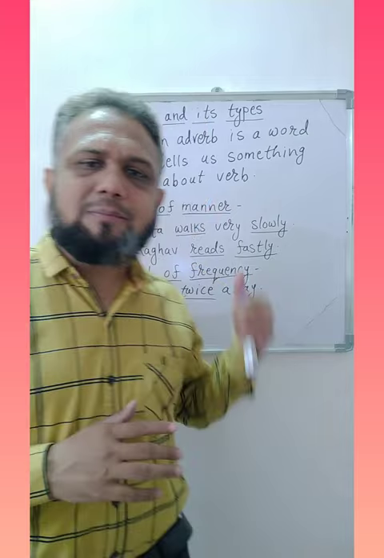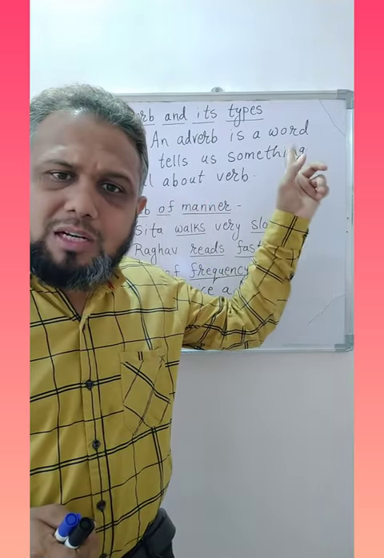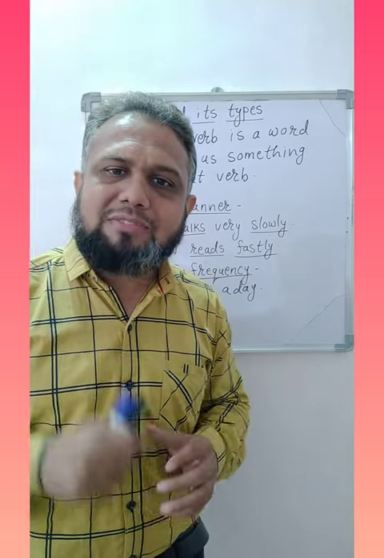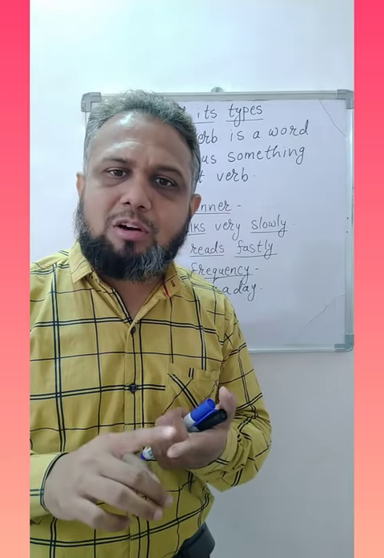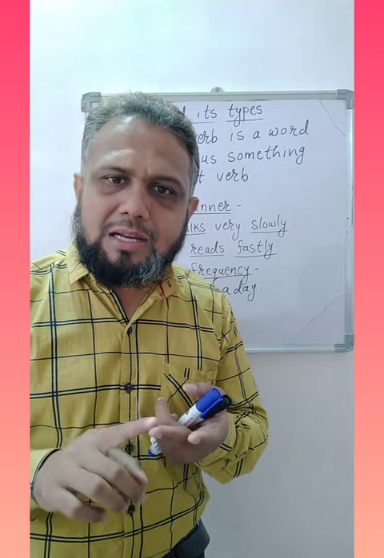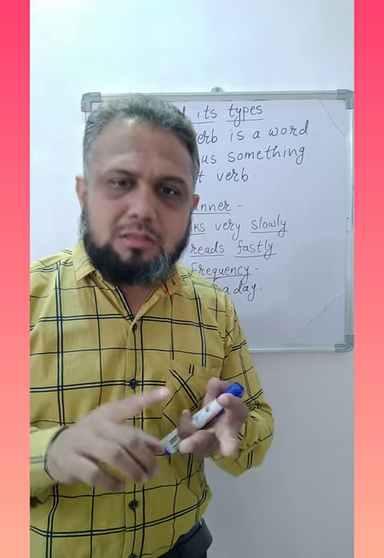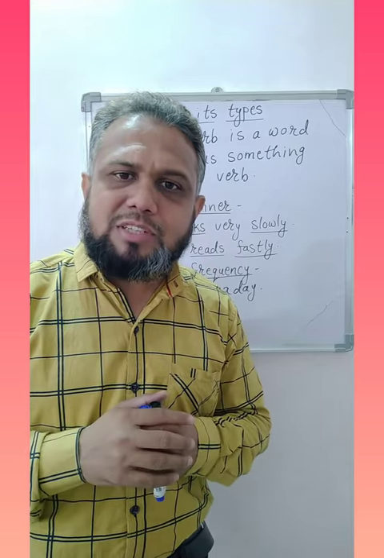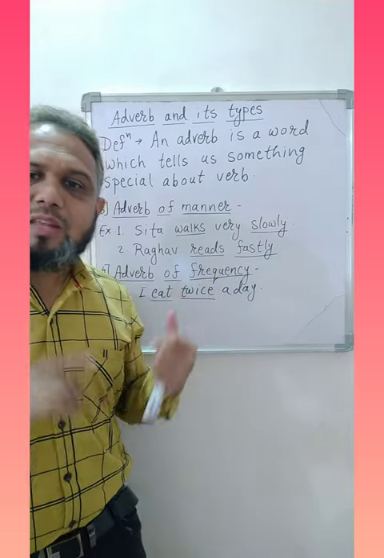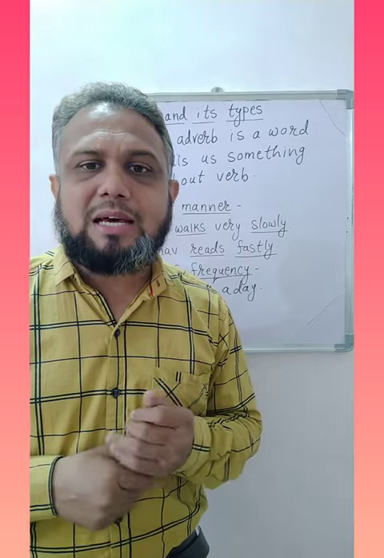Now today we have seen about adverb. The short and simple definition of adverb is, an adverb is a word which tells us something special about verb, means action. Then we have seen that there are four types of adverbs. Adverb of time, which tells us about the time on which the action takes place. Second, adverb of place, which tells us about the place where the action takes place. The third one is adverb of manner, which tells us in which manner the action takes place. And the last one is adverb of frequency, which tells us about the number of times in which the action takes place, means how many times the action takes place.